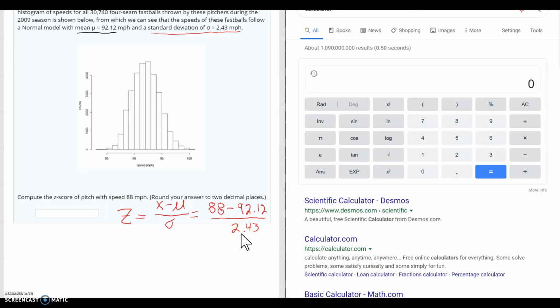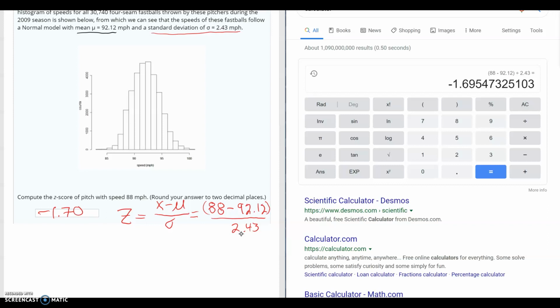Okay, got my calculator open. Just one word of caution. Remember that the numerator needs to be in parentheses because I have to do that first. So over here, I'm going to do parenthesis 88 minus 92.12, close the parenthesis, divided by 2.43, equals. All right, notice that I get a negative answer, so the number here will be negative 1.70. I'm going to have to round this.